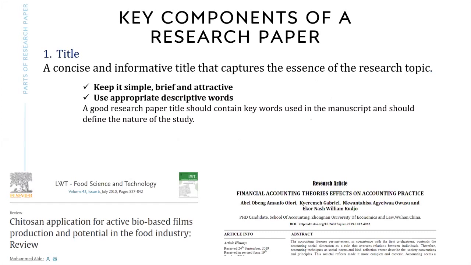A good research paper title should contain keywords used in the manuscript and should define the nature of the study. Your title should focus on what you are going to do in your work, and should be simple, brief, attractive, and give descriptive words. Usually a good title of a descriptive paper is around 10 to 12 words, because a lengthy title may seem unfocused and take the reader's attention away from the important point. If it is specific, it will get the attention of the reader.